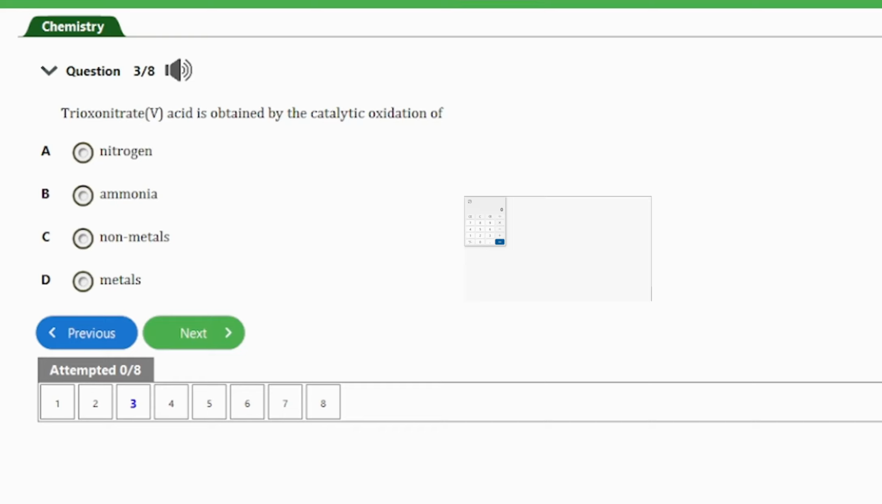It says, trioxonitrate(V) acid is obtained by the catalytic oxidation of A, nitrogen, B, ammonia, C, non-metals, D, metals. So guys, the answer to this question is option B, and that's ammonia. So let's consider the next question. Question number 4, it says, determine the volume of 2 moles of SO2 at standard temperature and pressure.